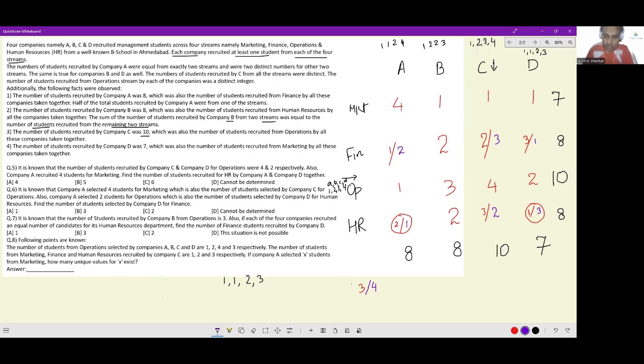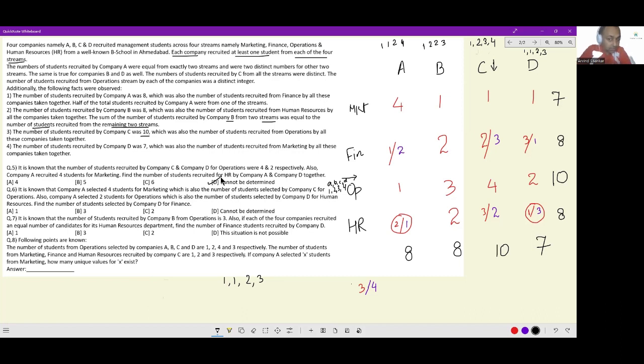So we cannot reach a unique answer with regards to the number of students recruited for HR by company A and D together. So the answer has to be cannot be determined. Okay. Now for such questions wherein you don't really have a precise case, if you've generated a case, I have limited space available, I'm doing it on screen. If you have limited space available, or if you're doing it in a notebook, what I would say is keep this case. Don't erase or cancel it out. Keep this case. Move on to the next question.